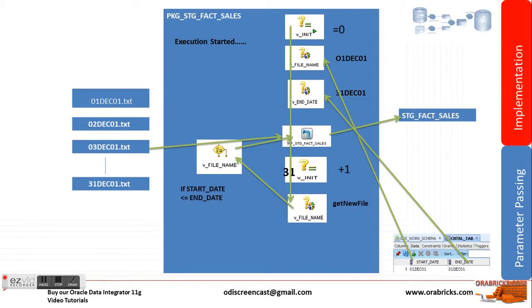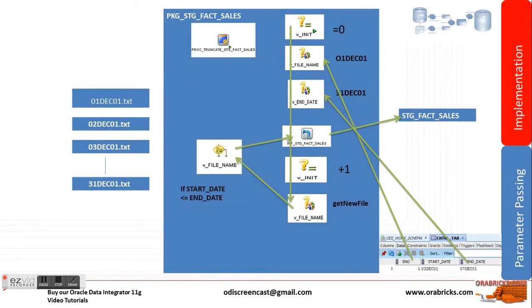Similarly, the loop continues until the value of v_init becomes 30. Now your get new file will get the value 31 December 01. Again it will check the condition. Still the condition is true, so it will process the last file. Then the value of v_init will become 31, but v_file_name will now become 01 Jan 02. So 01 Jan 02 is not less than or equal to 31 December 01, so the loop will exit. So execution is finished.